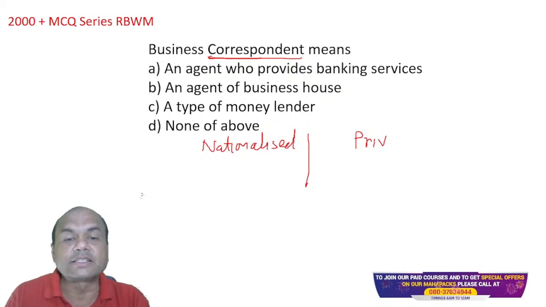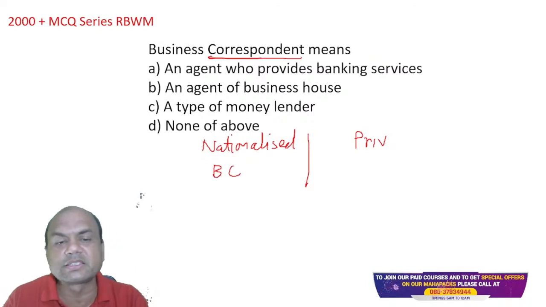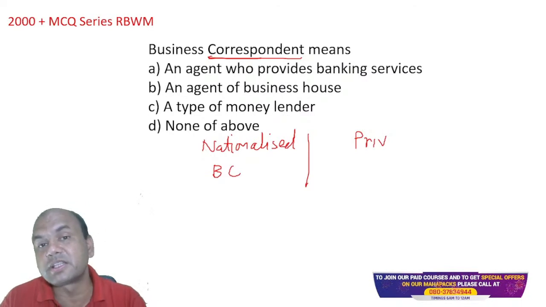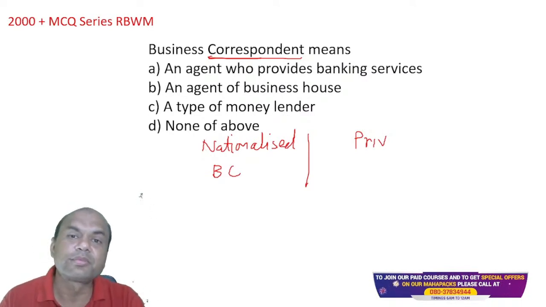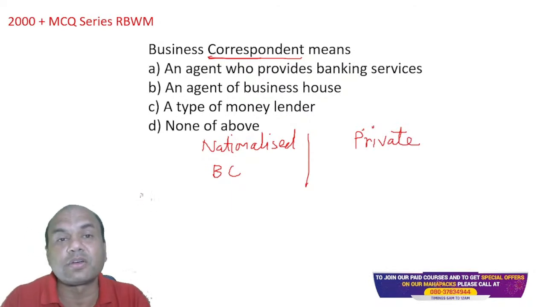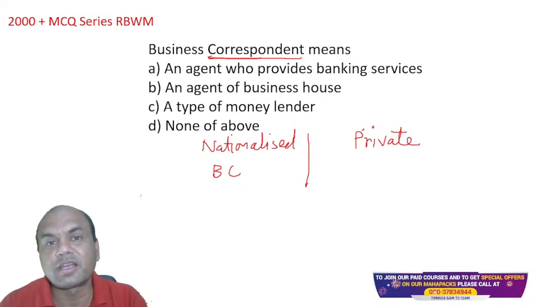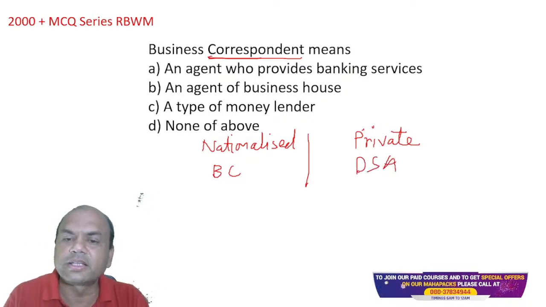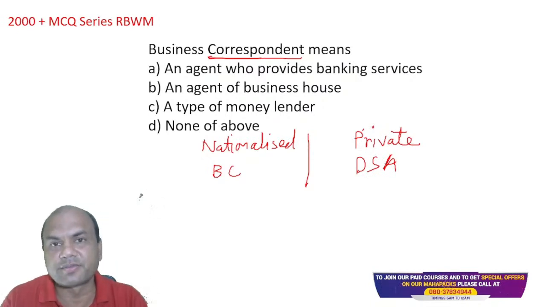So nationalized banks have what? They have BCs, business correspondents. These are private agencies basically. Similarly, these private banks have what? Similar to BCs, they have what? There is one word. What is that word called? We have these cases going on against all these guys, right? Yeah, DSA, right? Direct sales agents, selling agents, sales agents. BC is business correspondent. So business correspondent means what?